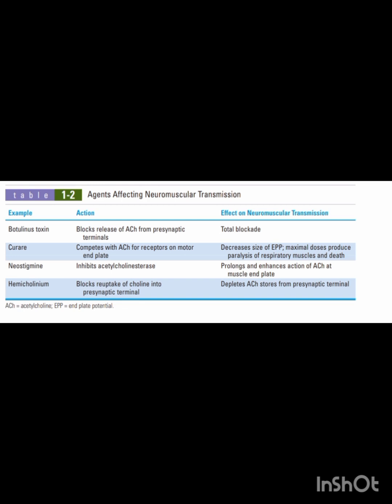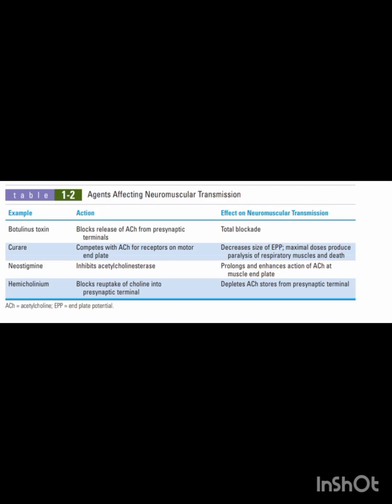And the next drug is curare. So, it competes with acetylcholine for receptors on the motor end plate. So, it is kind of a competitive inhibitor for acetylcholine. It will compete with acetylcholine for receptors on the motor end plate. And what is the effect on neuromuscular transmission? This decreases the size of the end plate potential, and maximal doses will produce paralysis of respiratory muscles and can also cause death. And the next drug is neostigmine.